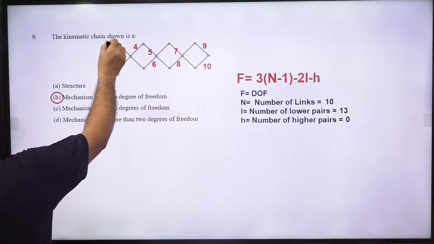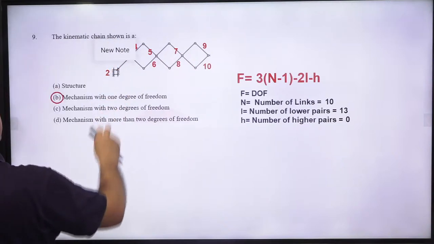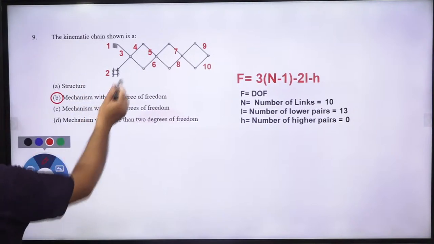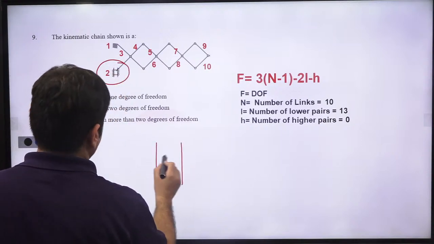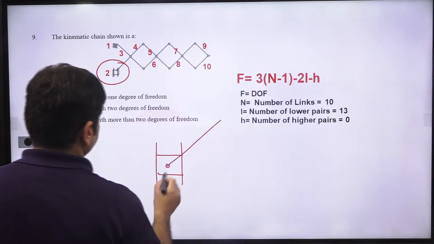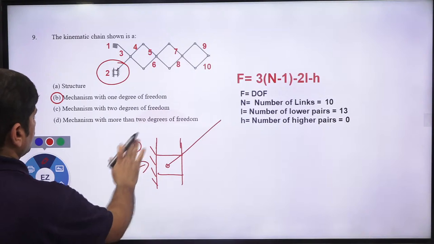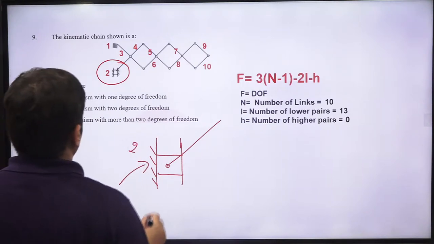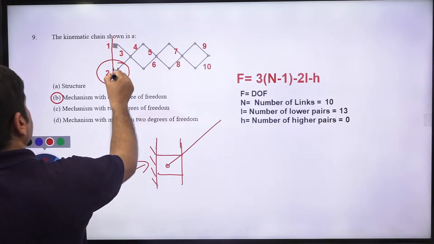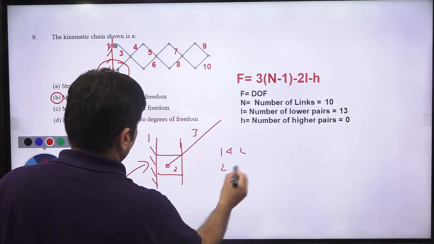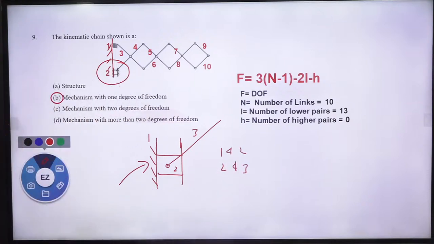So as you can see, this is 1, this is 2 at this particular point, and here also 3. So let me make this particular part a little more clear. Let us say there's a slider here. So one is the sliding pair. Let's say this is link number 2, and then link number 1 is the fixed link. This is 1, this is 2, this is 3. So 1 and 2, 2 and 3. 1 and 2 is a sliding pair, 2 and 3 is a turning pair.